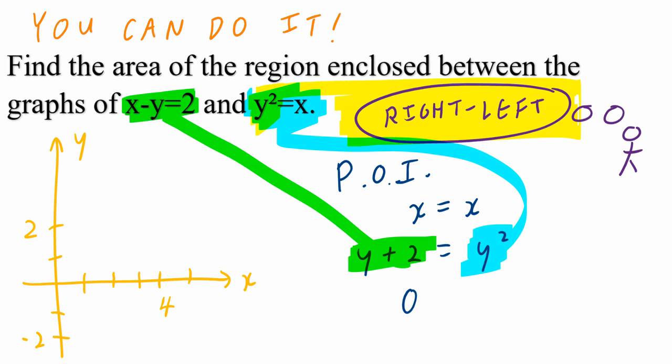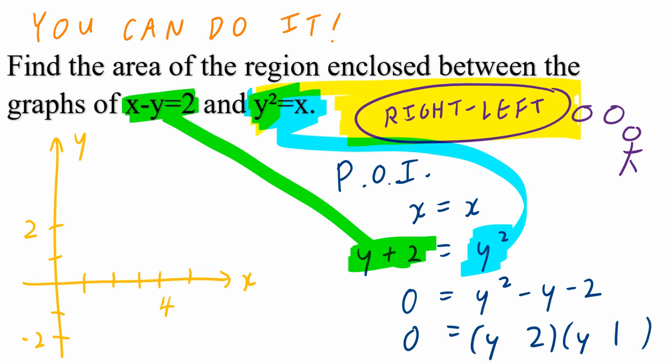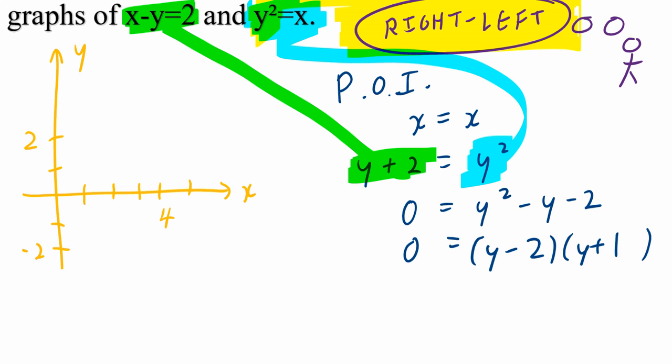Now to solve this, all you have to do is bring it to one side, y squared minus y minus 2. This is simple factoring. Y squared becomes y times y. The factors of negative 2 that will give you a sum of negative 1 is going to be negative 2 plus 1. If you solve, y equals to 2 or y equals to negative 1. Really important, you find the location, not just the y component.